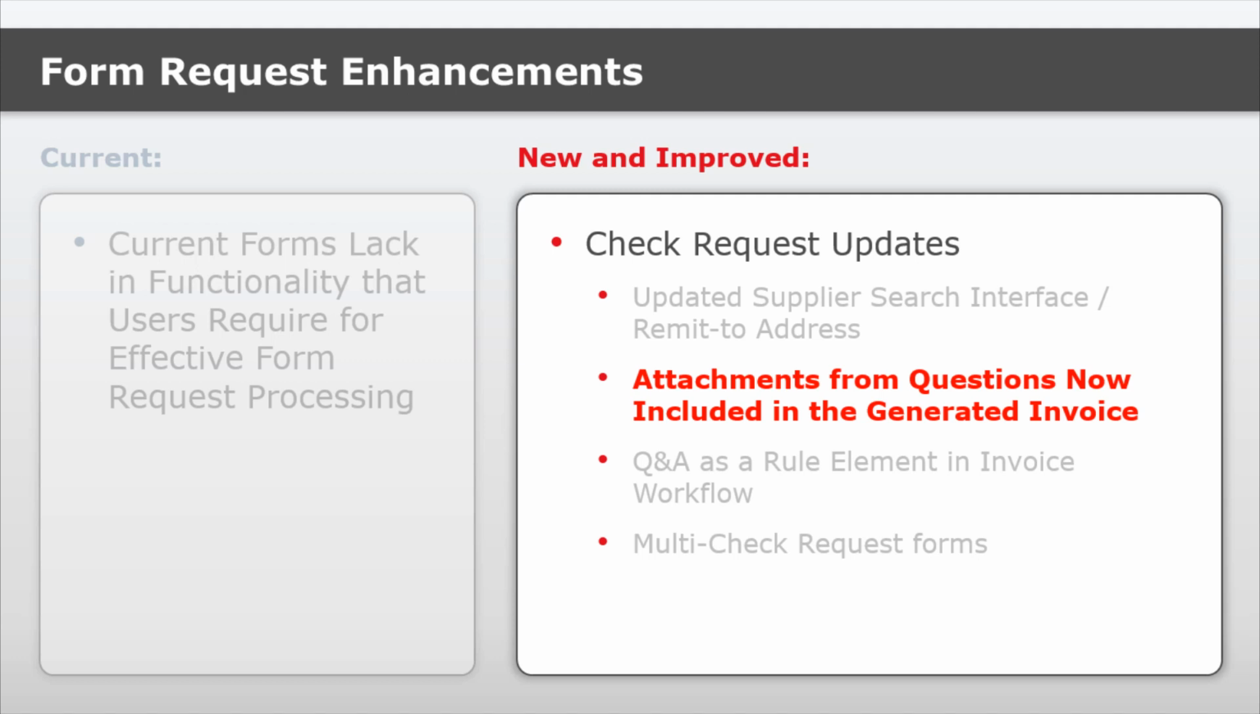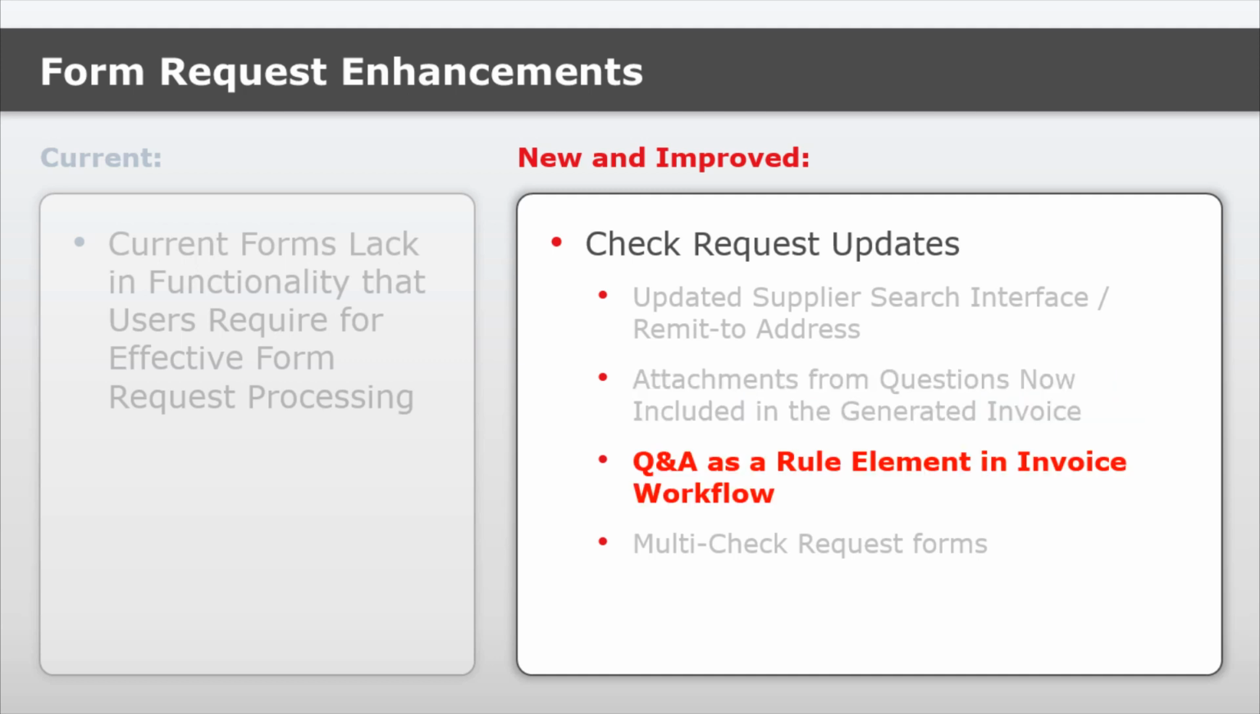Previously, attachments added to check request forms using a question type of file upload were contained only on the form and did not transfer to the generated invoice. Now, attachments can be optionally included on the generated invoice if desired. The addition of form questions and answers included in a check request has been added as a rule element to invoice workflow. Users can now use questions or answers populated on the check request to route the form to the appropriate user for approval within the invoice workflow.